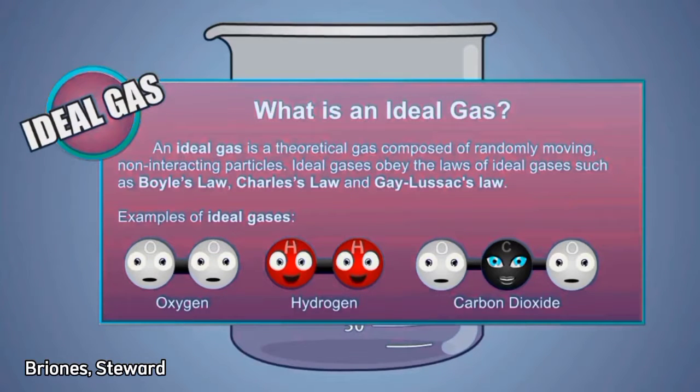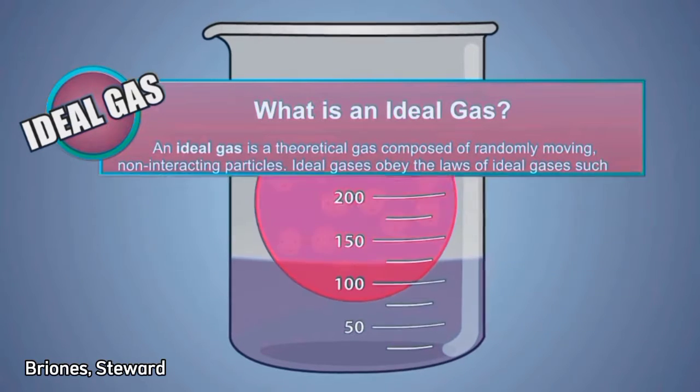What is an ideal gas? An ideal gas is a theoretical gas composed of a set of randomly moving, non-interacting particles. Under normal conditions, gases like oxygen, hydrogen, and some heavier gases like carbon dioxide will behave like an ideal gas. This means that they follow the laws of gases, just like Charles' law.